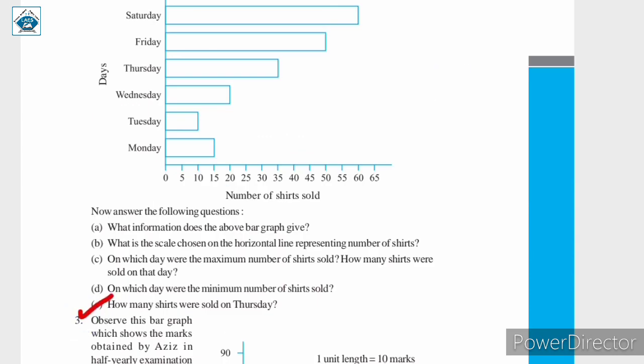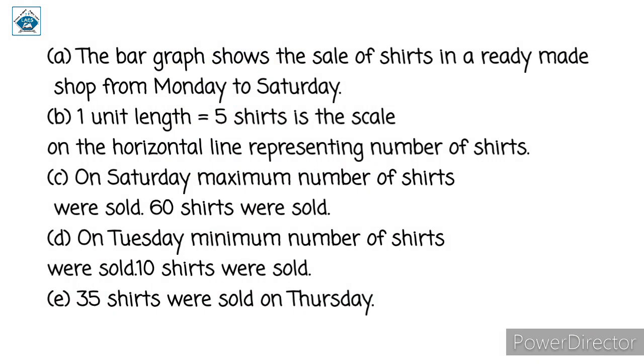How many shirts were sold on Thursday? So from the bar graph, we can see that the number of shirts sold on Thursday is equal to 35. That is, starting from this bar, if we draw a straight line, it can be seen that it is representing the number 35. So on Thursday 35 shirts were sold. In this way you need to write the solution in your notebook.